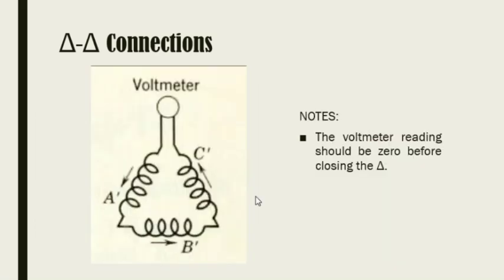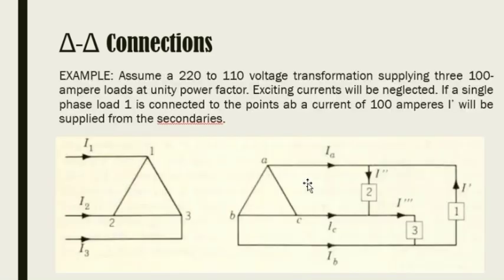Let's proceed. So here, we have a voltmeter. According to the given reference, the voltmeter reading should be 0 before closing the delta. Let's proceed to the next slide. So here is one example. Assume a 20 to 110 voltage transformation supplying three 100 ampere loads at unity power factor. Exciting currents will be neglected.